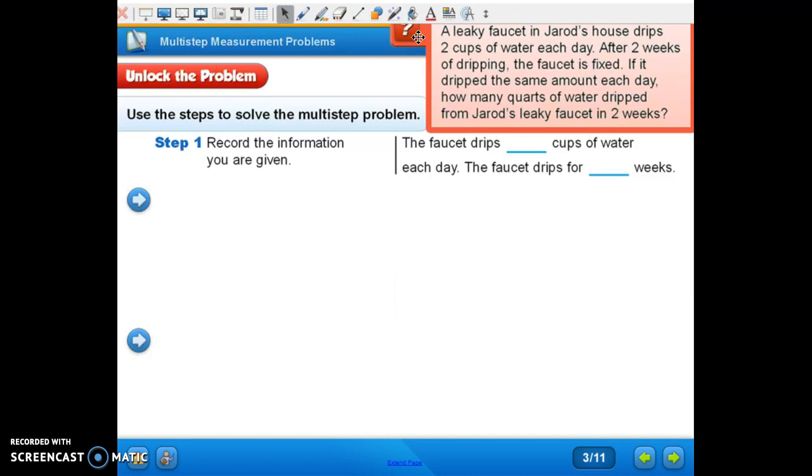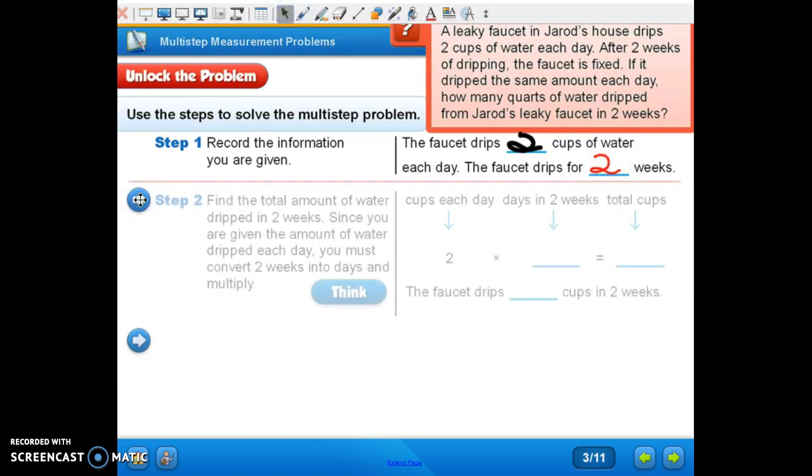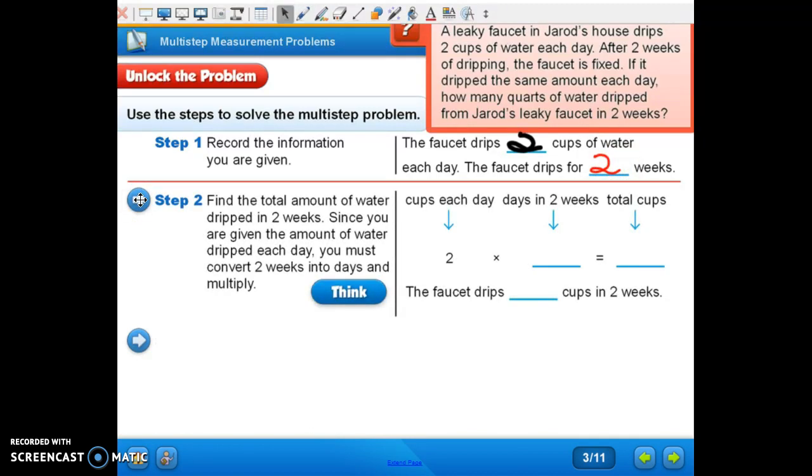The faucet drips, how many cups? 2 cups of water each day. The faucet dripped for 2 weeks. Find the total amount of water dripped in 2 weeks. Since you are given the amount of water dripped each day, you must convert 2 weeks into days. So how many days in a week? 7. And it says days in 2 weeks. 14.